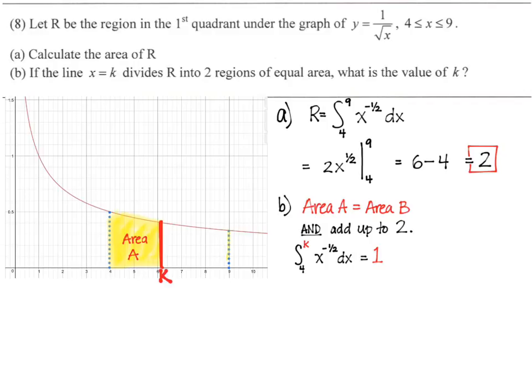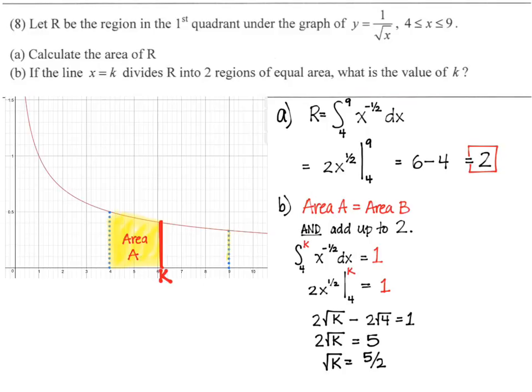So we're going to find the antiderivative and use the fundamental theorem of calculus 1 to evaluate. And we end up with 2 root k equals 5, or root k is 5/2. Square both sides, and you get that k is 25/4. Again, you didn't have to graph it, but sometimes drawing a picture helps you to understand what it is you need to do in the problem.